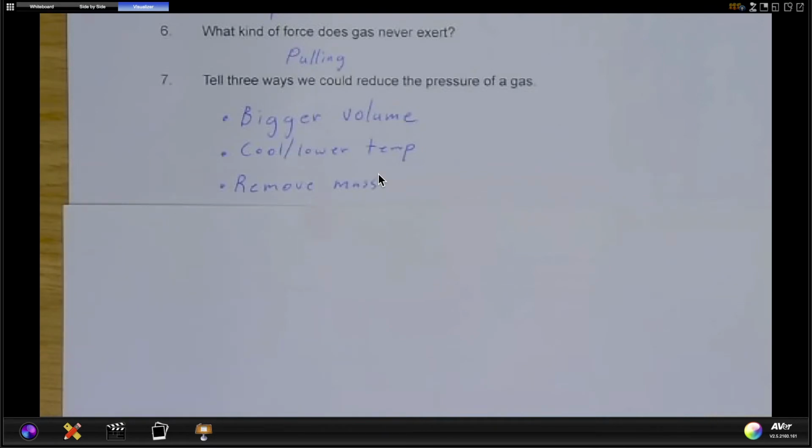And then finally, we can simply remove mass. Again, I'm going to go to our boxes demonstration. When we had more ping pong balls in the boxes, they made a lot more noise. They hit the sides of the box a lot more often.